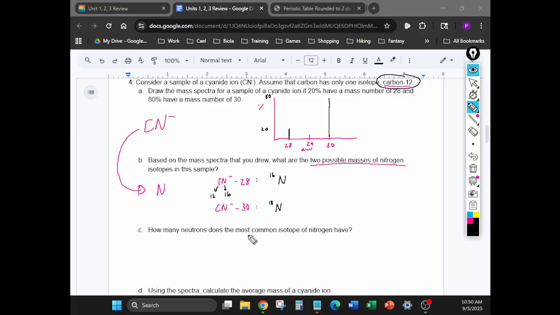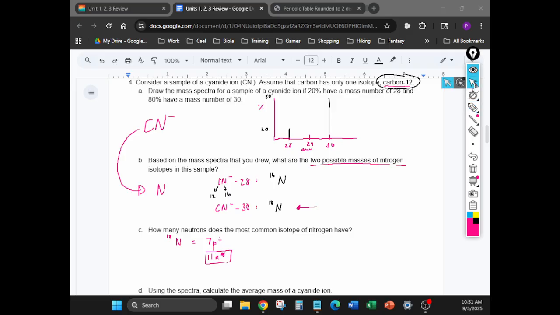For part C, it's asking how many neutrons the most common isotope of nitrogen has. So we're going to look at our mass spectra. The most common one is this one right here, the one with 30. So the most common one has 18, or nitrogen 18. In order to find the neutrons, all we have to do is find the protons, right? Nitrogen has 7 protons. So how do we solve for the neutrons? You subtract the protons from the mass. Correct. And so we get 11 neutrons. That's our answer. That's it.